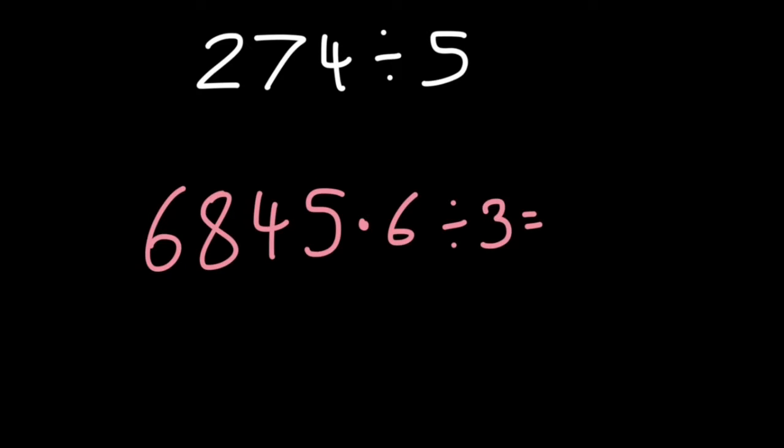Okay, now it's your turn. Can you have a go with these two questions here? 274 divided by 5 and 6,845.6 divided by 3. What we'd like you to do is to show us the answers, if possible, both as a remainder and as a decimal.